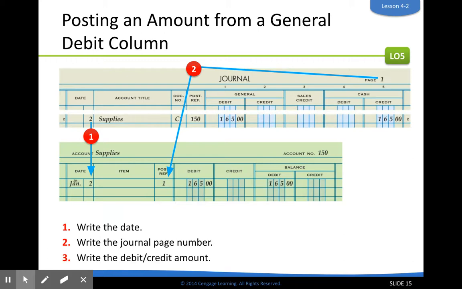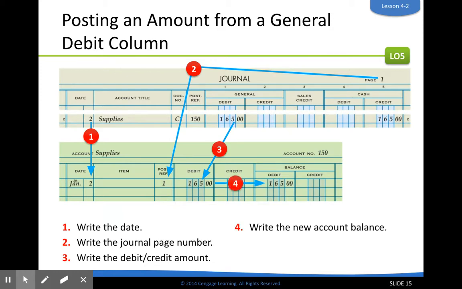Step 3, we write either the debit or the credit amount. So the debit or credit amount in this case is a debit of 165. Transfer it over as a debit of 165, exactly as it is in the journal. We're just transferring it to the ledger.